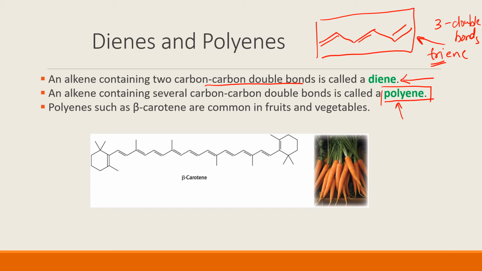Fruits, vegetables, spices, and many other natural products contain polyenes. For example, a polyene such as beta carotene is common in carrots. In fact, that's why the name of this polyene was given to be carotene, because it's found in carrots.